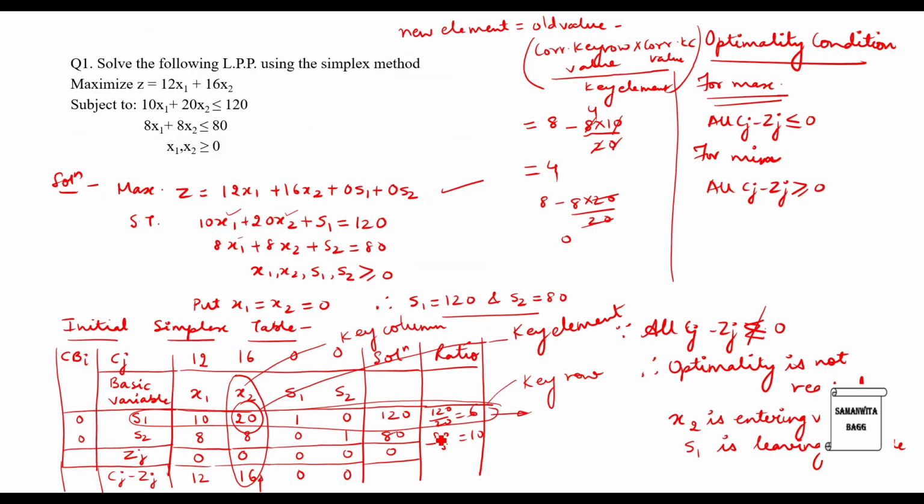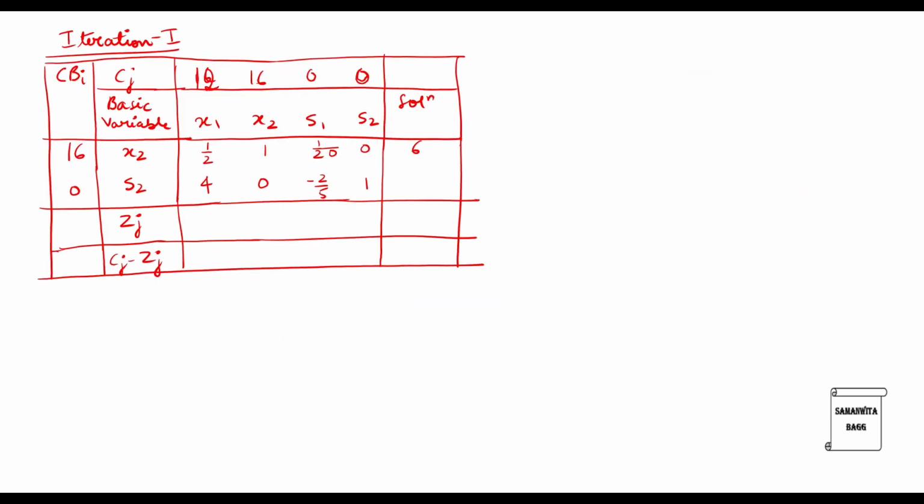Then we have 80 minus 8 into 120 upon 20. So this becomes 6. It is 80 minus 48. You get the answer as 32.